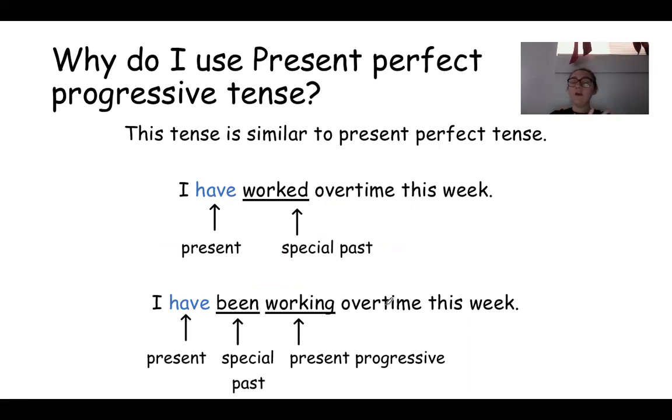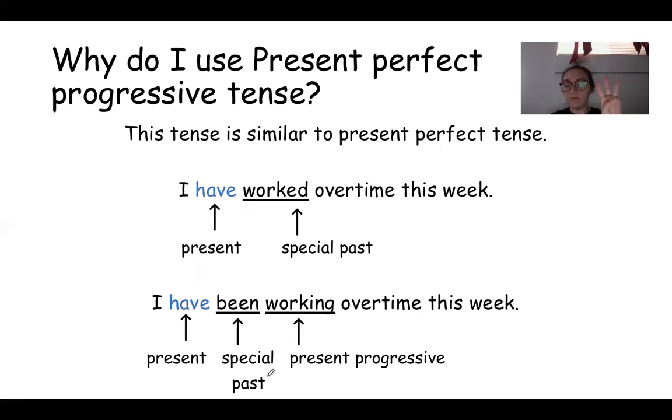So why do we use present perfect progressive tense? So this tense is similar to present perfect tense. They're almost the same. So present perfect tense is I have worked, right? I have worked overtime. Subject, have or has, and then the past participle, right? So we have a present verb, have, a past verb, worked, the special past verb, past participle.